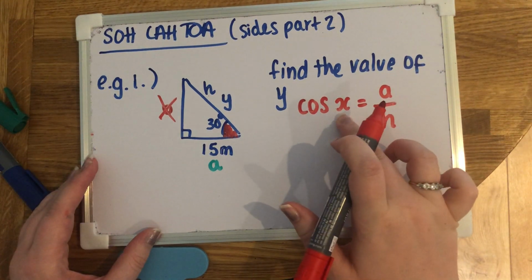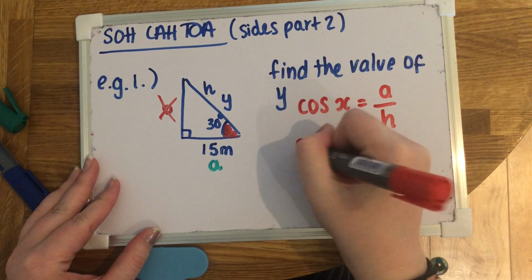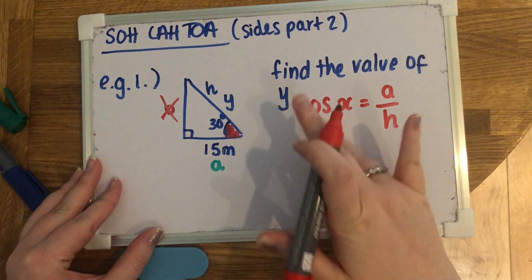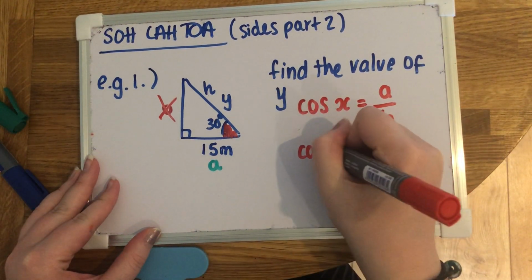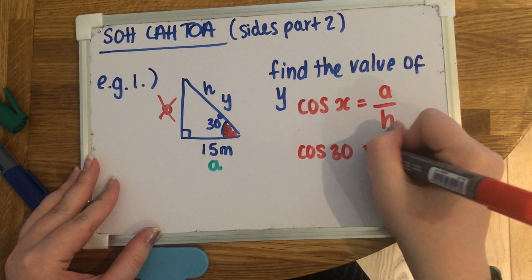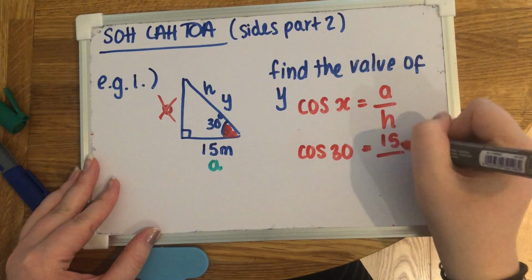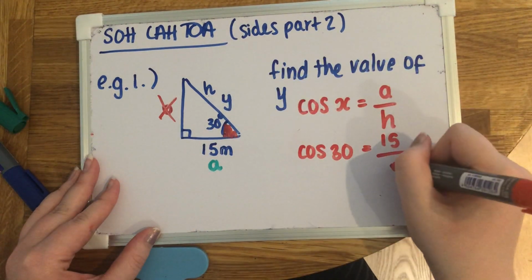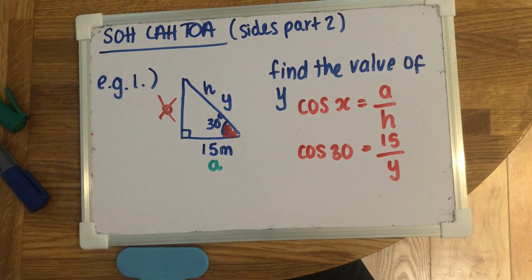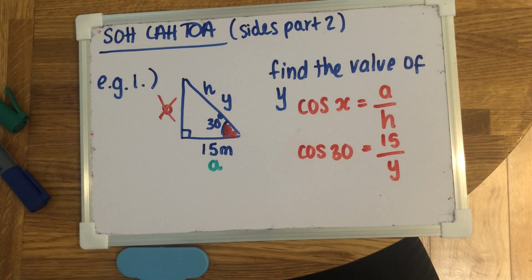So x is the angle, which is 30. Cos 30 equals the adjacent we know is 15. And the hypotenuse we don't know, we've just called it y for now. Okay, now the problem with this is how we were doing it before, we just times by the denominator and it gave us the answer. Okay, we are still going to multiply by the denominator, but it won't give us the answer straight away.